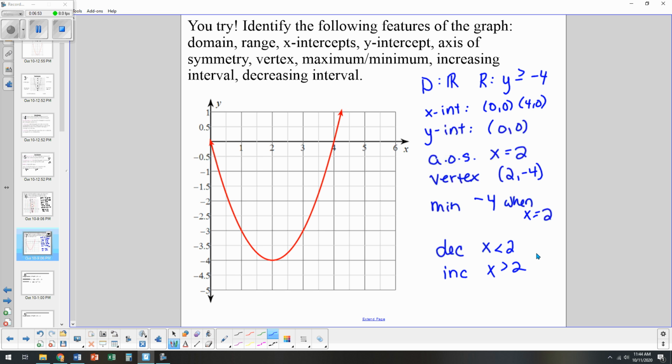All right, so my domain is all real numbers. The range is y is greater than or equal to negative 4. My x-intercepts were at (0, 0) and (4, 0). My y-intercept was then also at (0, 0). The axis of symmetry was x equals 2. The vertex was (2, negative 4). That means the minimum value is negative 4 when x is 2. And it was decreasing when x was less than 2, and then increasing when x was greater than 2.